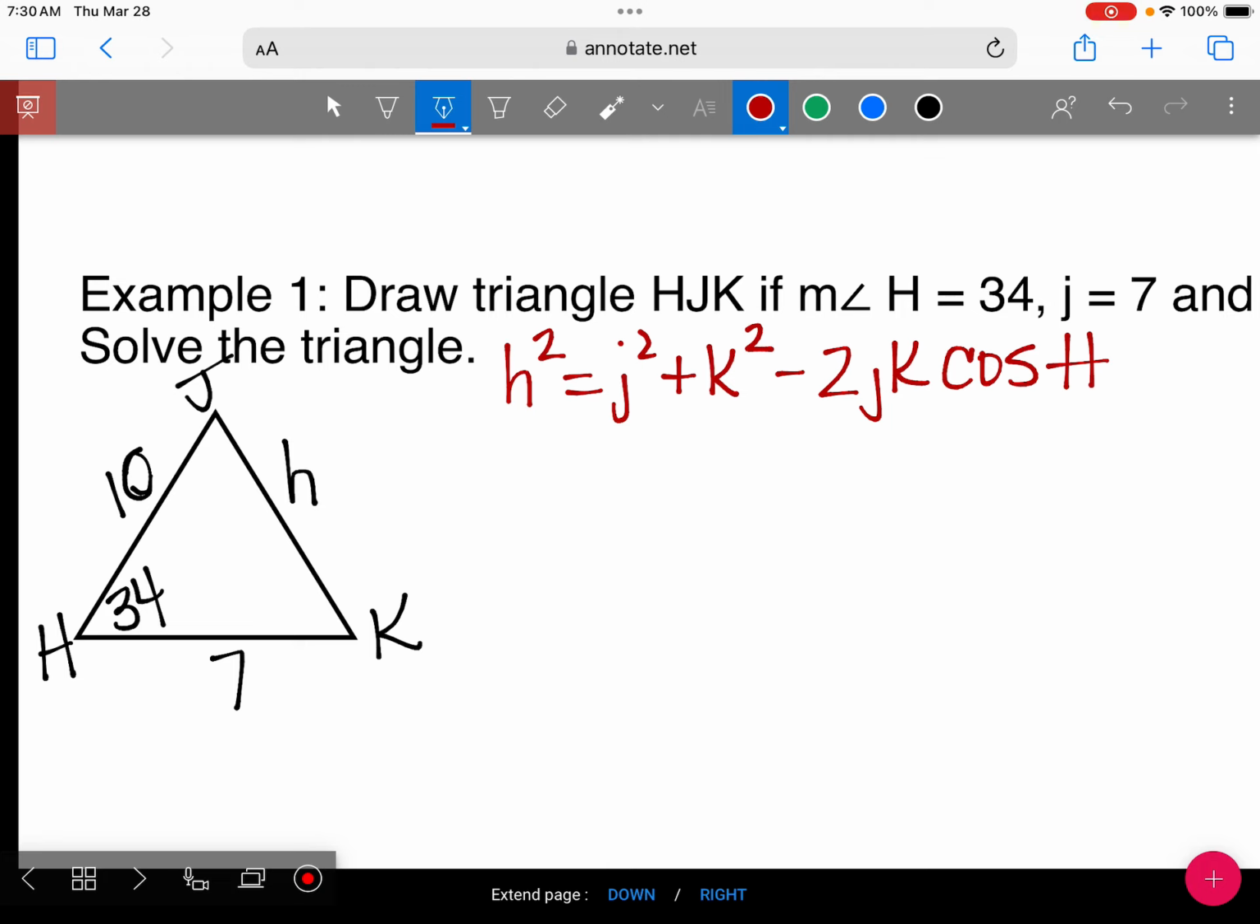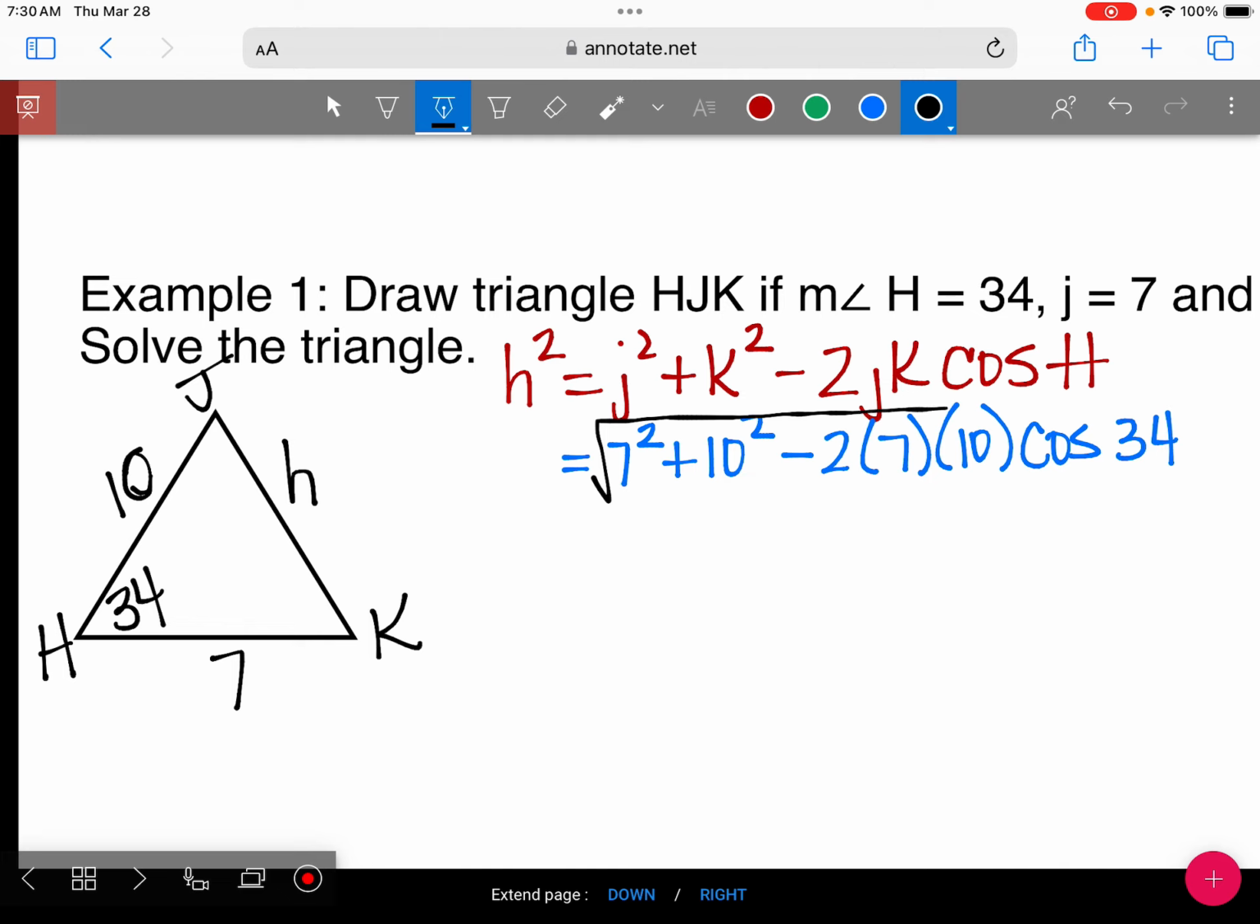So now at this point, let's just go ahead and substitute in our numbers. So little j is 7. Little k is 10. Minus 2 times 7 times 10 times the cosine of 34. And you're actually going to take the square root of that number. So you can actually type this in one step, just like that, under the square root, because it's h squared. Yeah. So we have to take the square root of that number.